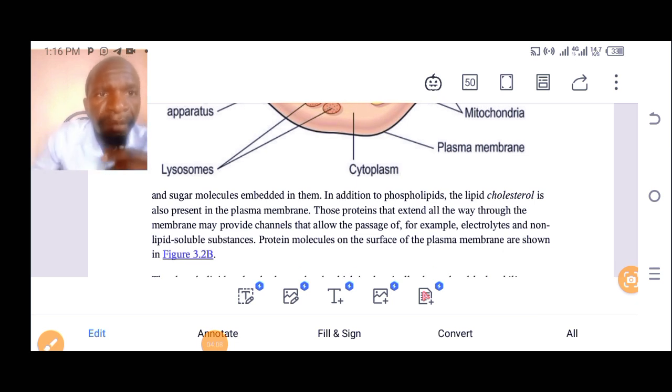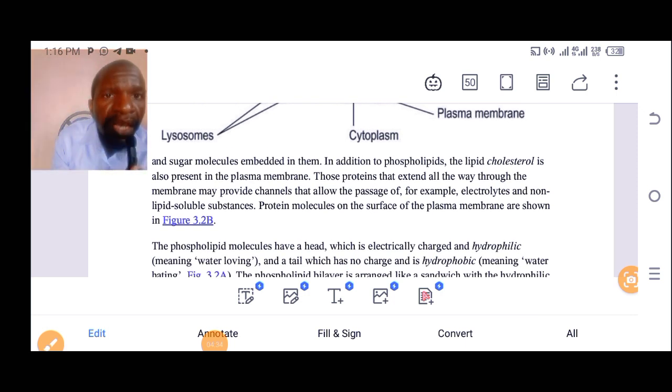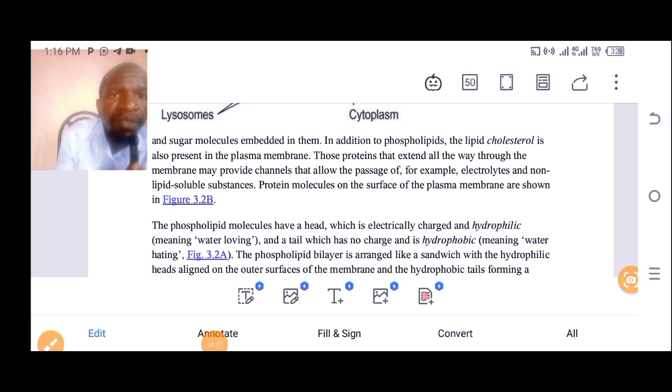And sugar molecules are embedded in them. These sugar molecules that are embedded in them are the carbohydrate chains that I showed you earlier on. Then in addition to phospholipids, the lipid cholesterol is also present in the plasma membrane. I showed you the cholesterol. Those proteins that extend all the way through the membrane may provide channels that allow the passage of, for example, electrolytes and non-lipid soluble molecules. Protein molecules on the surface of the plasma membrane are shown. So I have shown you that substances will be able to move across the plasma membrane, including the electrolytes.